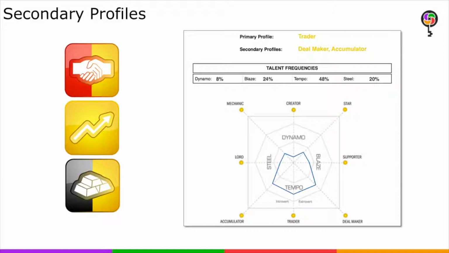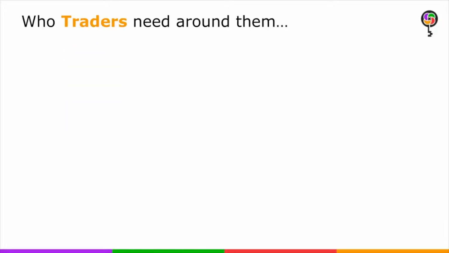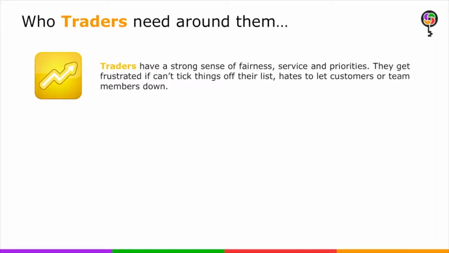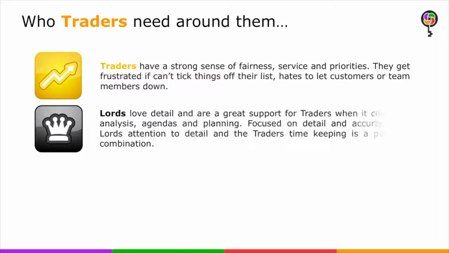Now, who do they need around them to help leverage their value? Well, obviously we've talked about how they operate. So let's talk about who they need. They need a Lord. Why? Because Lords are great at detail, and whilst traders can do it for short periods of time with their accumulator profile, Lords are great supporters for traders when it comes to analysis, agendas, planning. And it allows traders to tick things off by delegating to the Lords the more detailed work that they would not feel comfortable with, or that would take them too much time because they don't have the skill sets to do it.